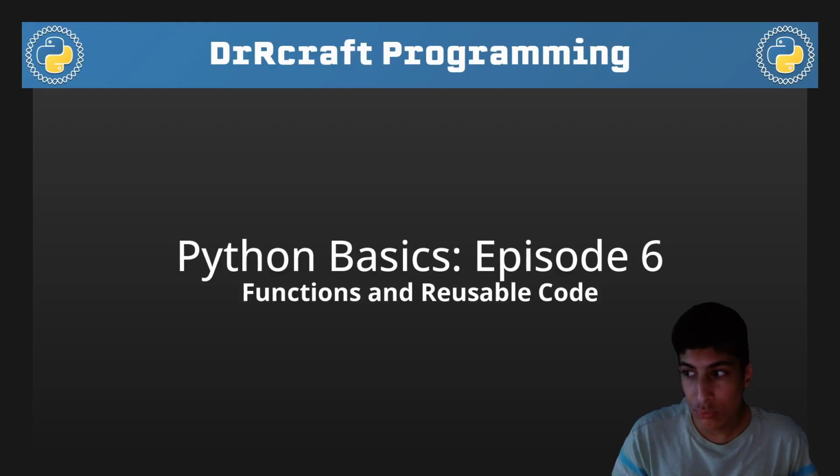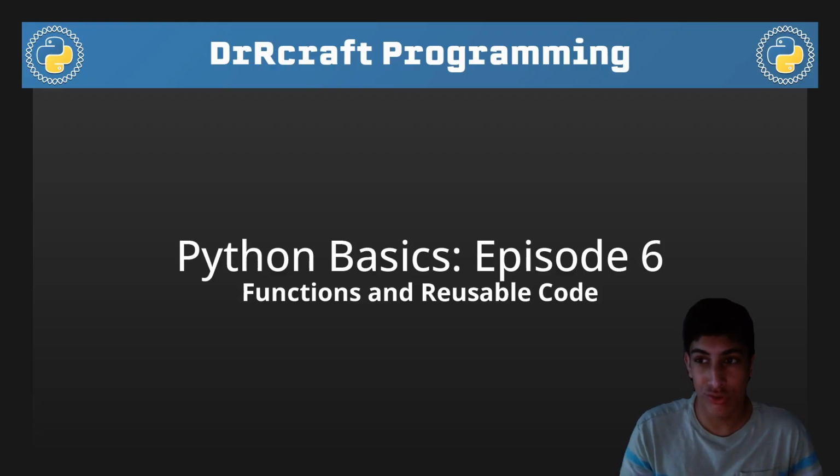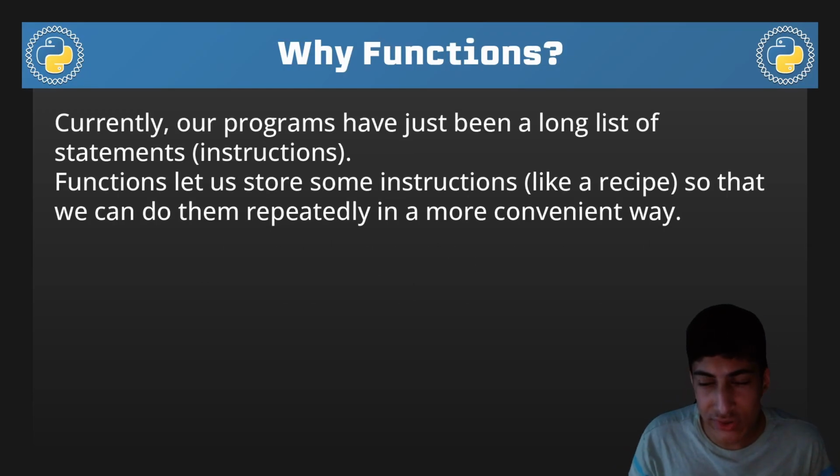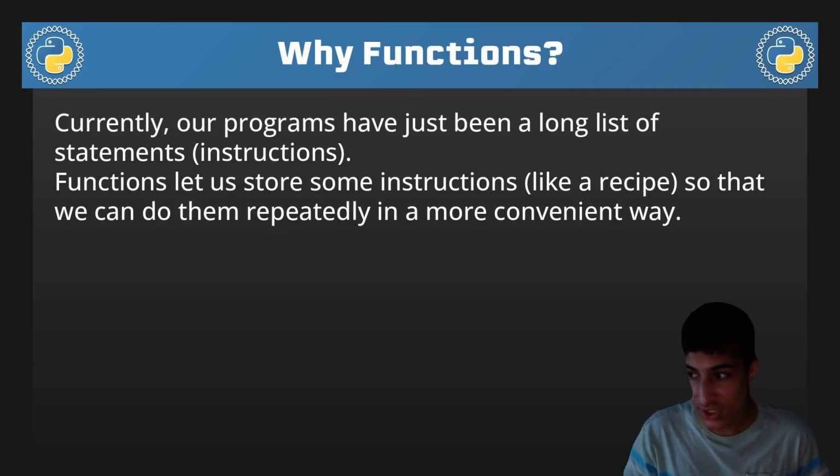In this video, we'll go over how to create reusable code that we can run at any point by making use of functions. So firstly, let's go over why we even need functions in the first place. Up until now, our programs have just been a long list of instructions that we had to follow every single time we ran the program. However, a function lets us store part of those instructions, and then whenever we call the function, we can perform those instructions. So we can do them repeatedly in a more convenient way.